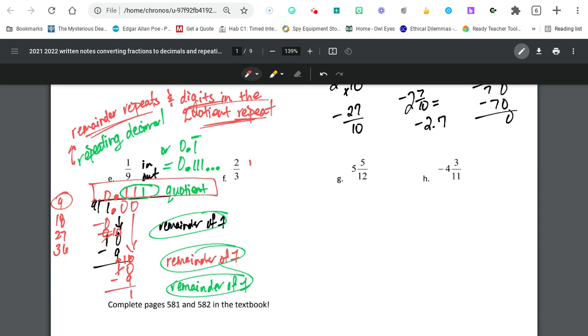All right, let's take a look at 2/3. Follow it with a decimal and a 0. 3 won't go in a 2. Write a 0, subtract a 0. I'm going to skip count by 3.